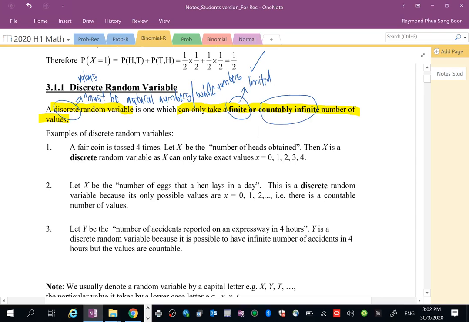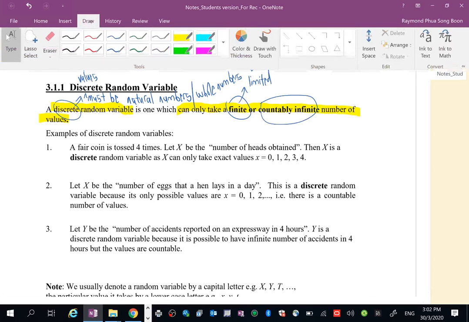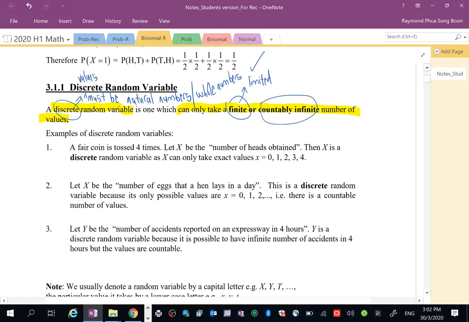So x is a discrete random variable because x can only take on natural numbers. Okay, so 0, 1, 2, 3, or 4. So we can either have 0 heads obtained, or 1 head, or 2 heads, or 3 heads, or 4 heads obtained. All right, so therefore, it can take on a finite number of values. Okay, and they are all natural numbers.